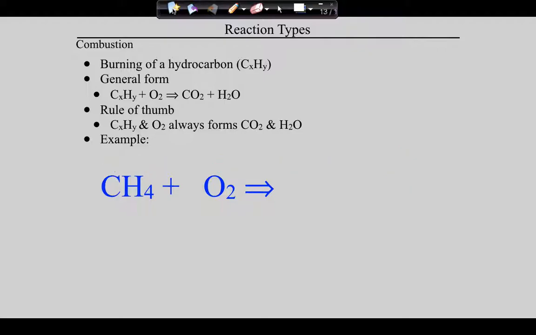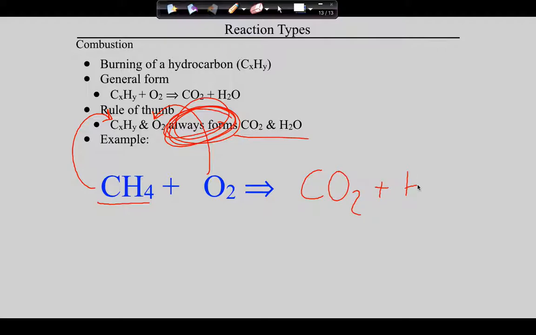Or you go back up here and you go, oh my gosh, this is a hydrocarbon. Oh my gosh, this is oxygen. I don't have to look up the charges because it always forms carbon dioxide and water. And so I write down carbon dioxide and water. Now understand, the choice is yours. If you like the find-the-charges frowny face approach, that's your choice. It's wrong, but it's your choice. Or you could just write down carbon dioxide and water and be done. You sensed the sarcasm.